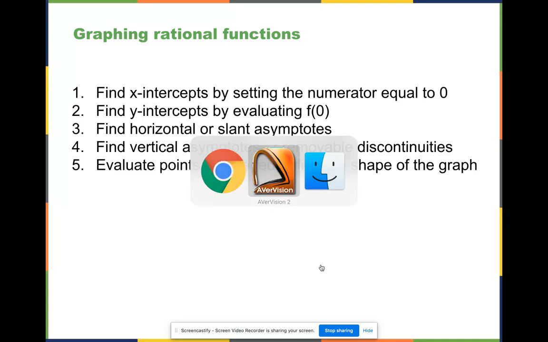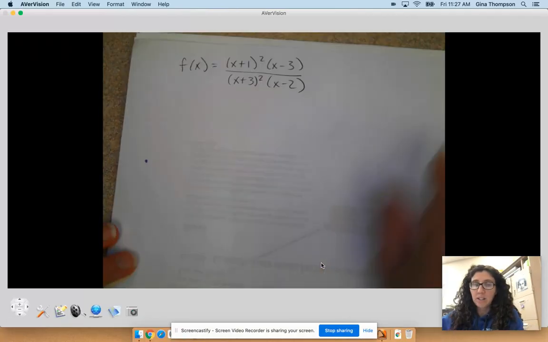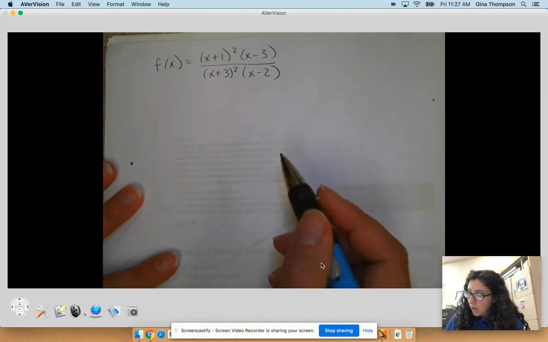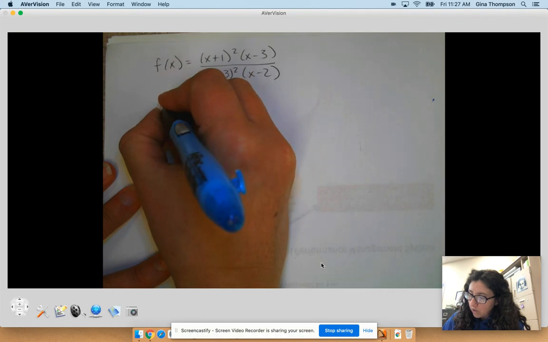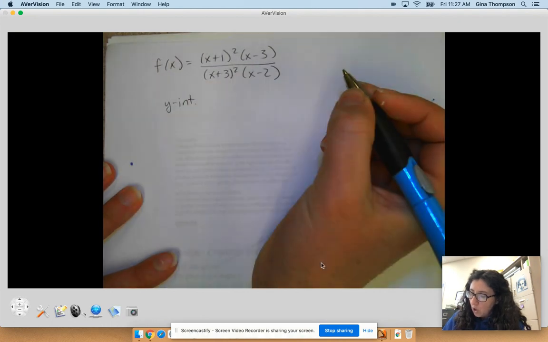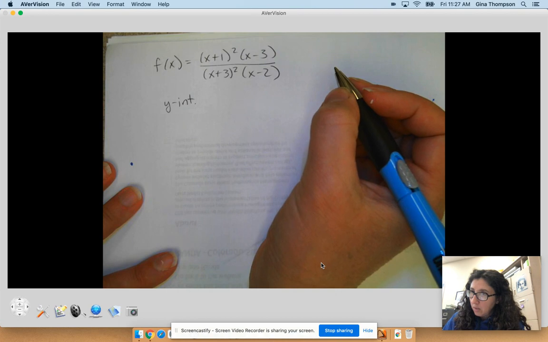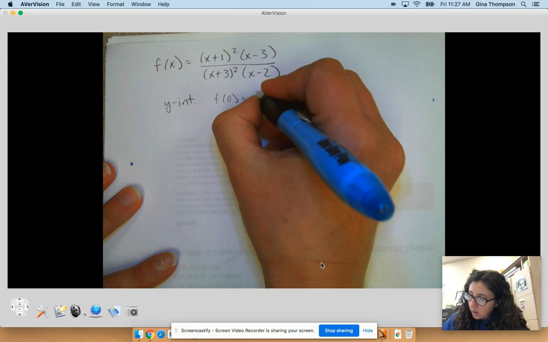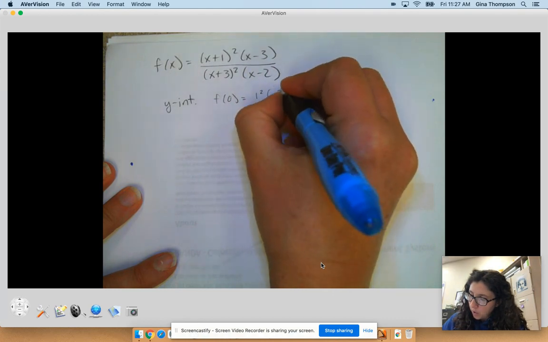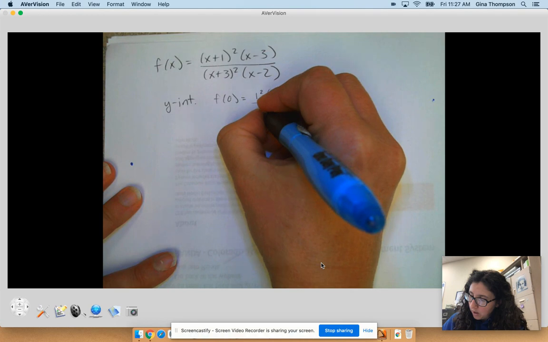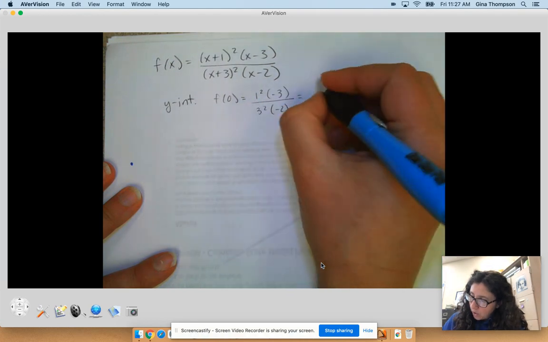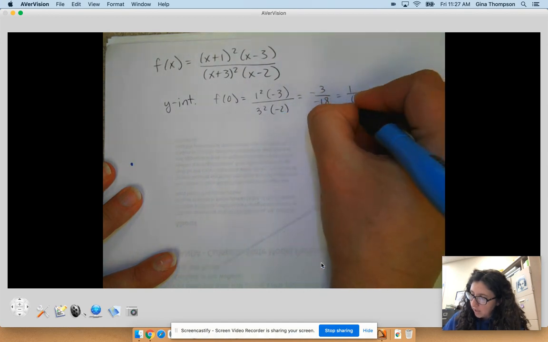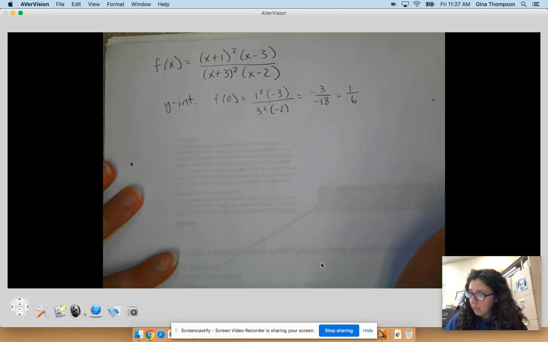Okay, so let's practice. What if we had this rational function and we wanted to graph it? Okay, so first let's find y-intercepts. So those are going to happen when x is 0. So f of 0 is going to be 1 squared times negative 3 over 3 squared times negative 2. So that's going to be negative 3 over negative 18, or positive 1/6. Did I do that right? I hope.